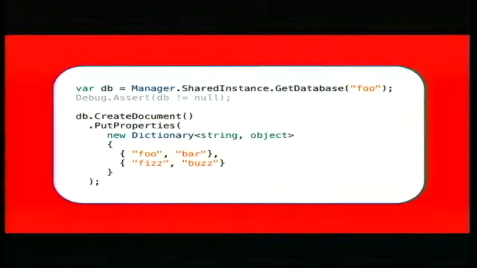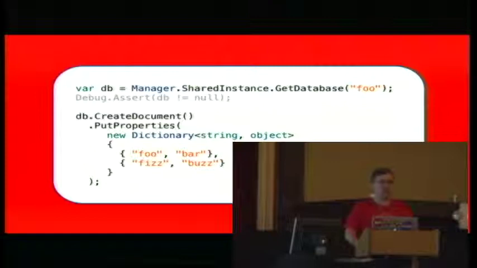We get a handle to the database, in this case named foo, from this manager object. It follows the get or create semantic here. So you'll notice, highlighted, we're asserting that the DB variable is never null. Once we've got a handle to the database, we just ask it for a new document, and we call put properties, which is effectively save, and we just shove in a good old-fashioned dictionary.